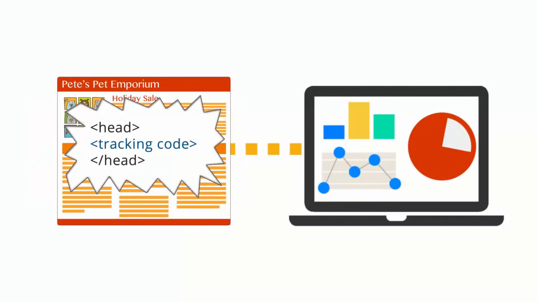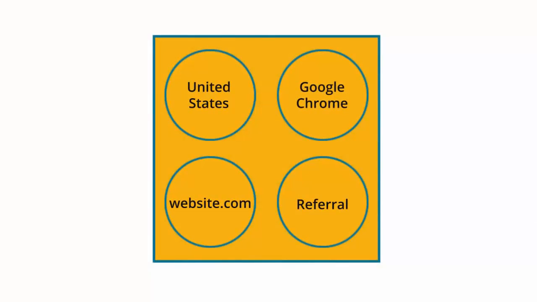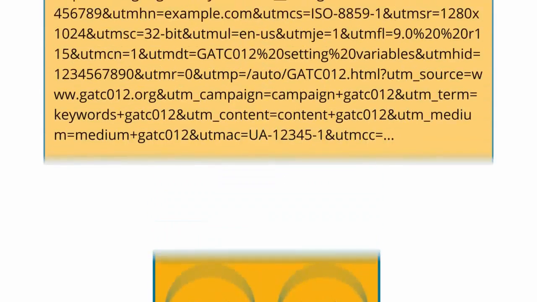The information that's collected is packaged up and sent to the analytics servers via an image request. This image request is the hit. It's the vehicle that transmits the data from your website or mobile app to Google Analytics. Let's look at an example of a small portion of an image request.